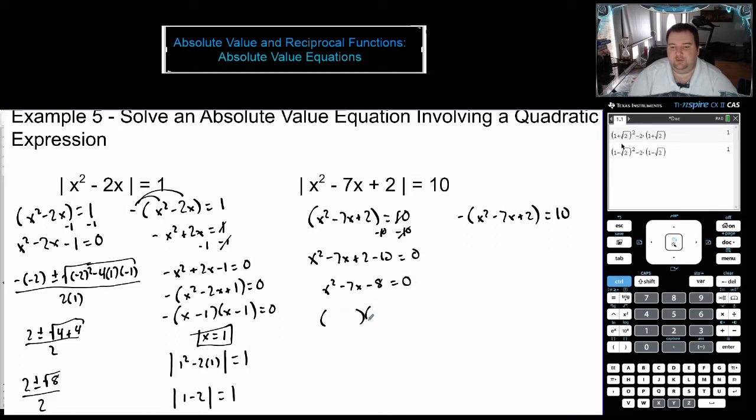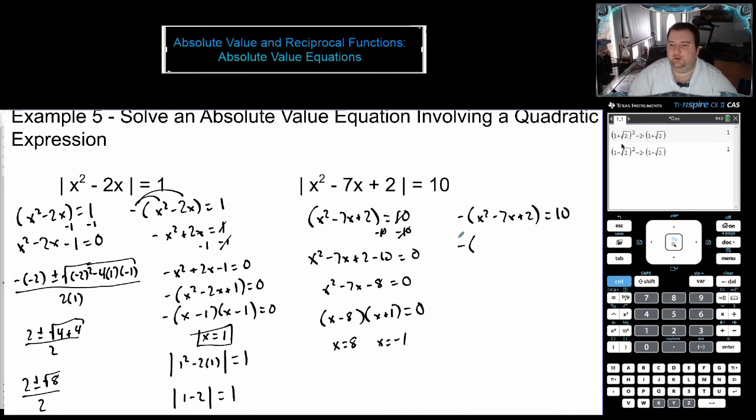Let's factor this. This is quite easily factorable. So this is negative 8 plus 1 will give us that negative 7. So negative 8 and plus 1. So x squared plus x minus 8x gives me that, plus negative 8. All right. So x equals 8 and x equals negative 1. We'll check those in a second. Let's deal with this one.